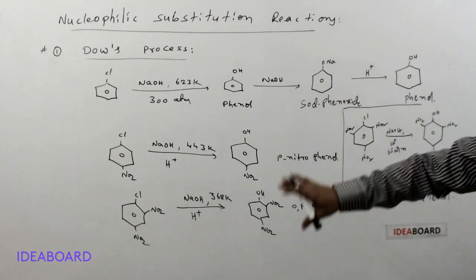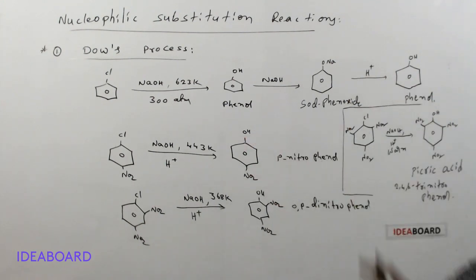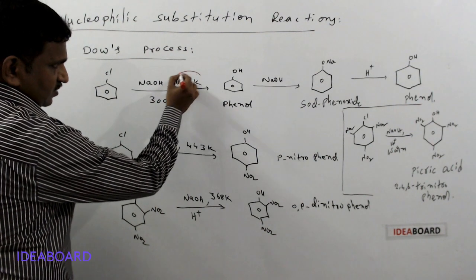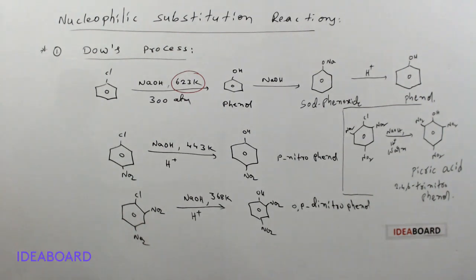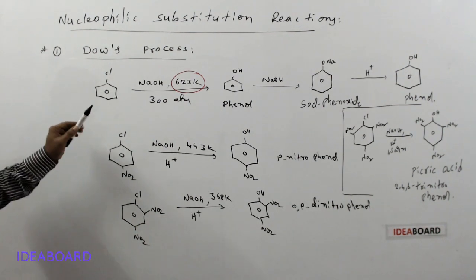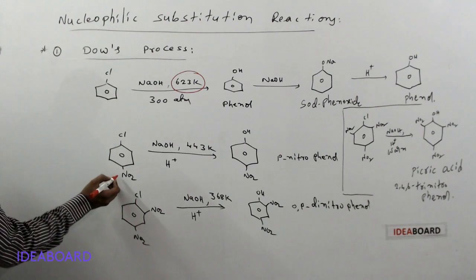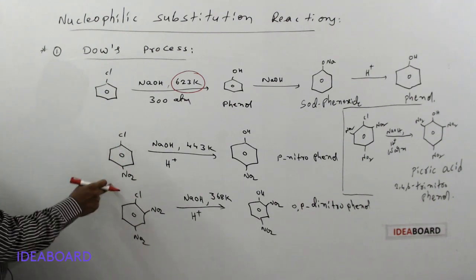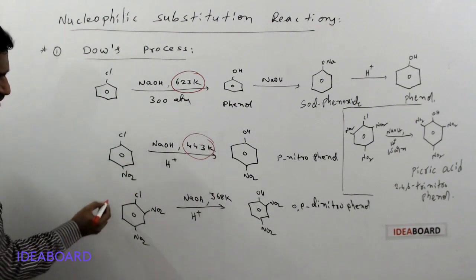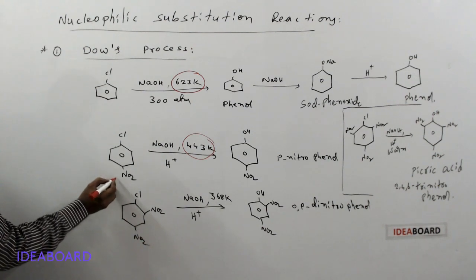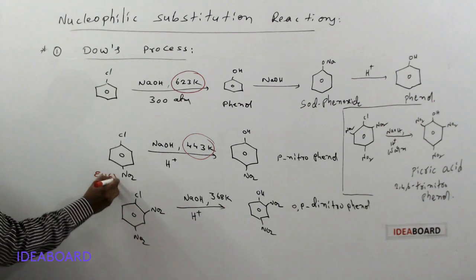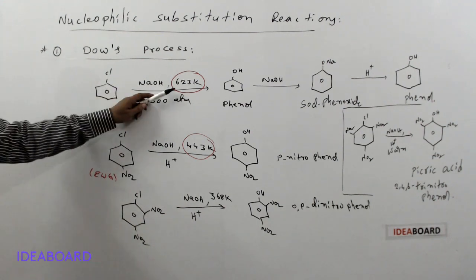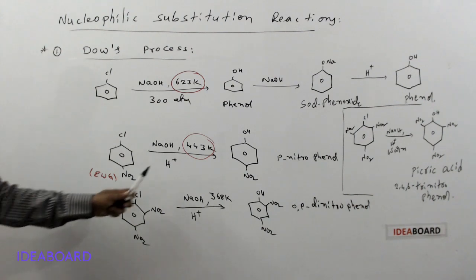Why did I write these on the same board? To make a comparison in the reactions. So please adjust. What is the comparison? The main comparison is the temperature: 623 Kelvin without any NO2 groups, only chlorobenzene. But here para-nitrochlorobenzene is taken, at the para position. How much is the temperature? One electron withdrawing group is present. What is this NO2 group? An electron withdrawing group. So without any groups, 623. With one electron withdrawing group, 443.